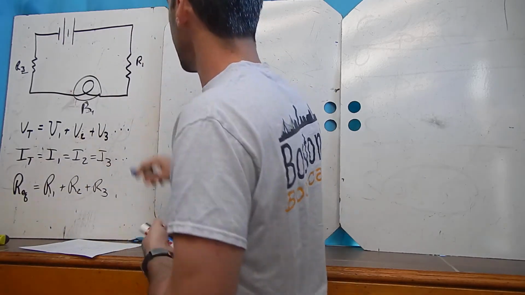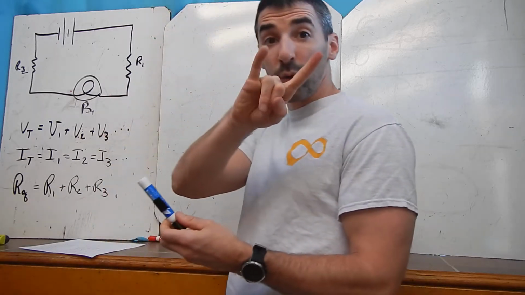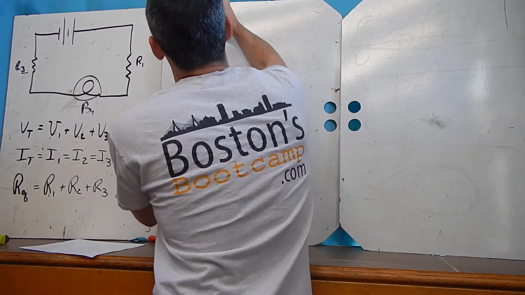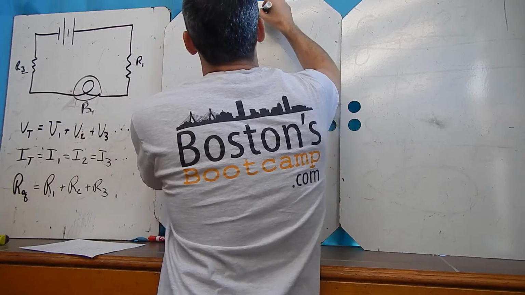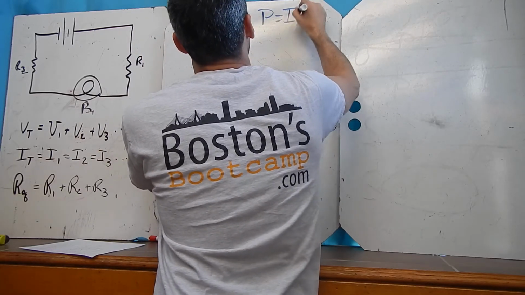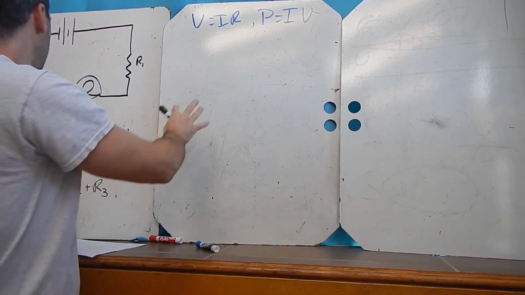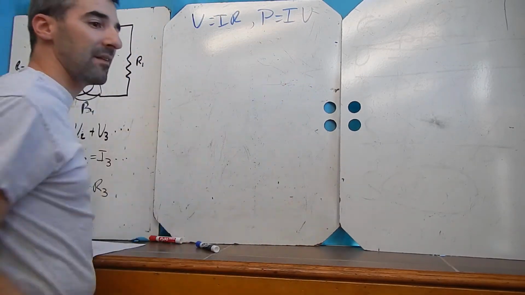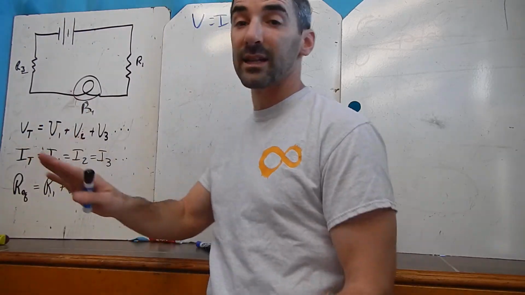And now I'm also going to remind you that we have only two equations. The equations we have: voltage equals I times R, and power equals I times V. So those are my two equations. Now, with this information, we can solve everything there is about the circuit. Now, my question, you might need to listen to this more than once.